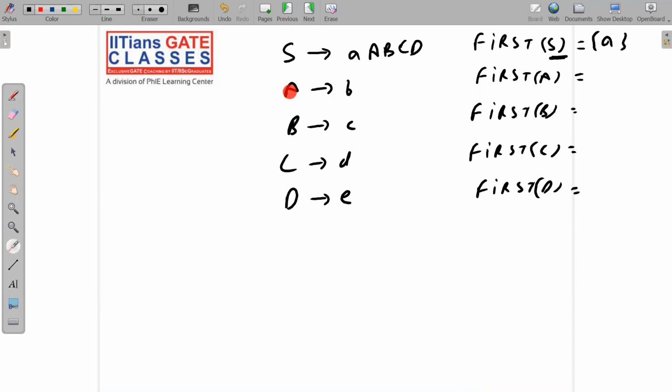Similarly, starting from A, we have only one terminal symbol, that is b. So obviously first will be b. Similarly, here C, here D, and here E. Very, very simple. Please note it down carefully and I will jump to the next question now. These are very simple things. If you are not able to follow, please rewind the video and watch it again. Now there is only one string, so we are writing it. Now I am jumping to the next slide.